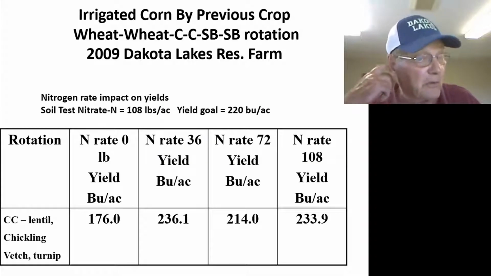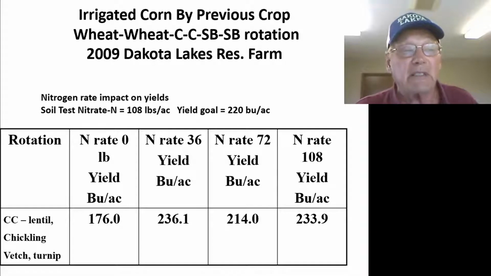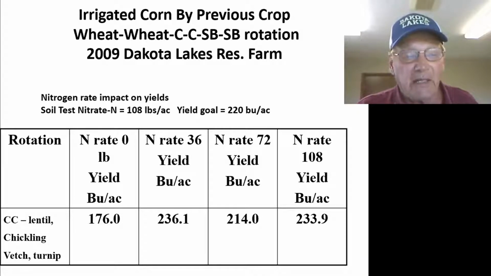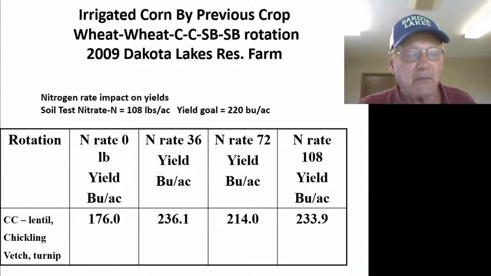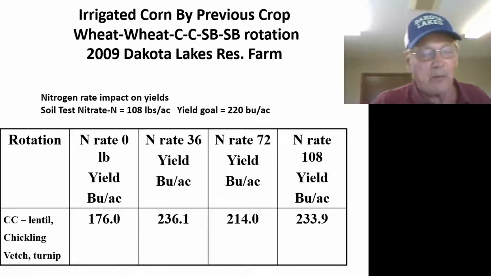We do get nitrogen release at times. It's most consistent on our irrigated ground. Here we had 108 pounds of nitrate nitrogen, and we only had to add 36 pounds of N to get us up to 236. But we had a very massive low carbon-to-nitrogen ratio cover crop there, which we can't really do on our dry land because we wouldn't have enough residue.